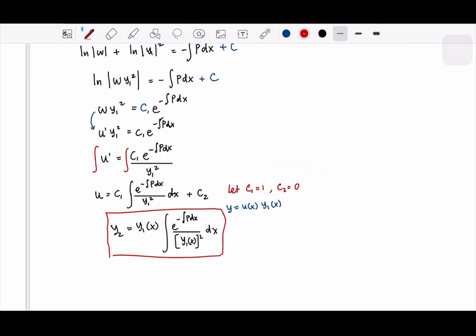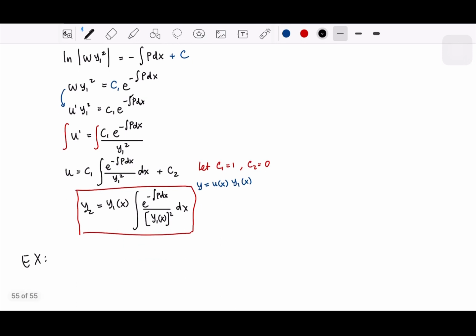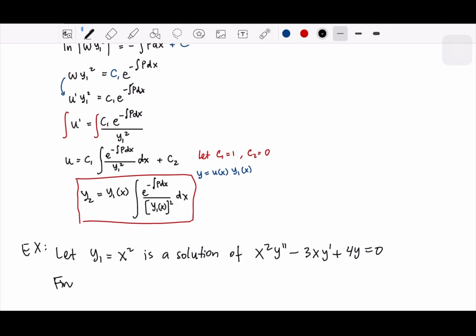Maybe we can have an example to use this y2. So let y1 equal x squared be a solution of x squared y double prime minus 3xy prime plus 4y equals 0. Find the general solution on the interval from 0 to infinity. Okay.